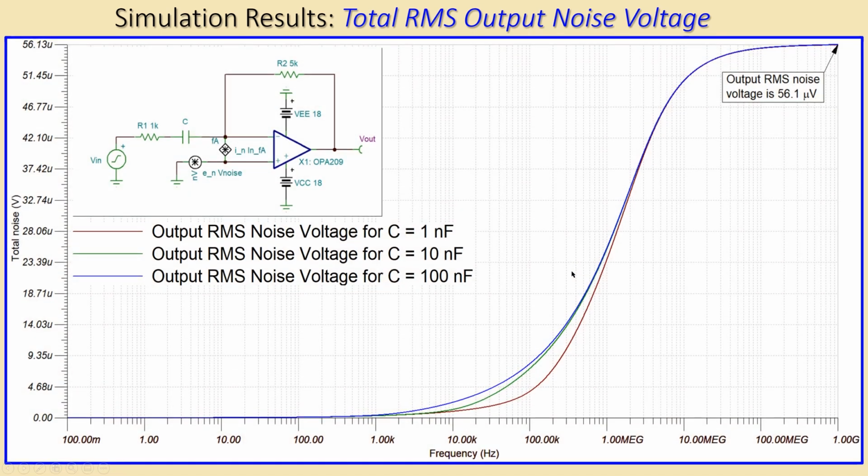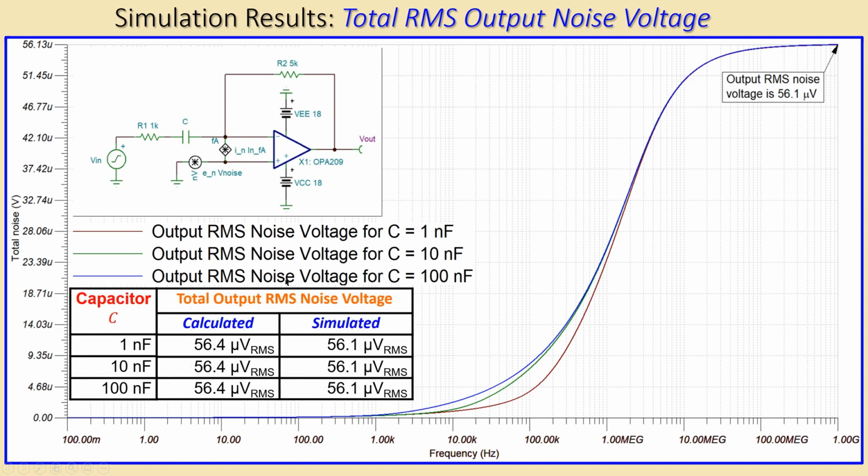Now the total RMS noise voltage at the output, you can see for the specific capacitors, 1 nano, 10 nano, 100 nanofarads, all approach the same value of 56.1 microvolts RMS. We had calculated 56.4 microvolts RMS, so that's a really nice result, and all of them approach the same value no matter which capacitor you take.